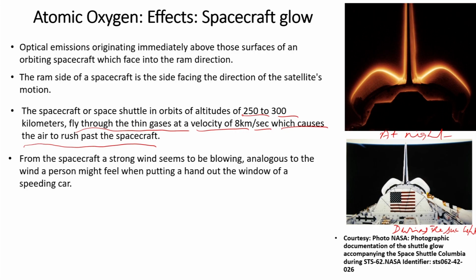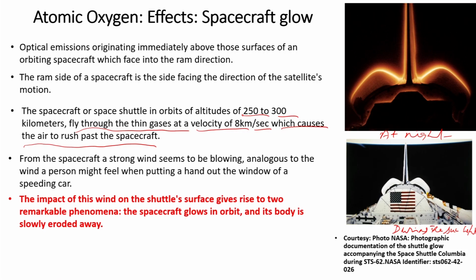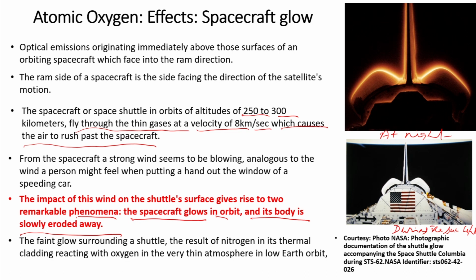From the spacecraft, a strong wind seems to be blowing, analogous to the wind a person might feel when putting a hand out of a car window. The impact of this wind on the shuttle surface gives rise to two remarkable phenomena. One is that the body is slowly eroded away, as we have already seen how erosion happens, and the other is the faint glow surrounding the shuttle, the spacecraft glow in orbit. This is the result of the nitrogen in its thermal cladding reacting with the oxygen in the very thin atmosphere in low earth orbit. This is called spacecraft glow because of the atomic oxygen effects.